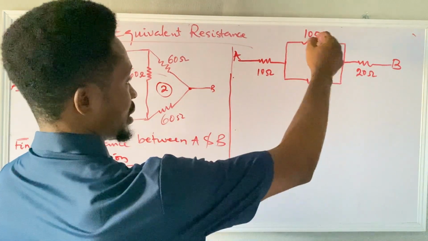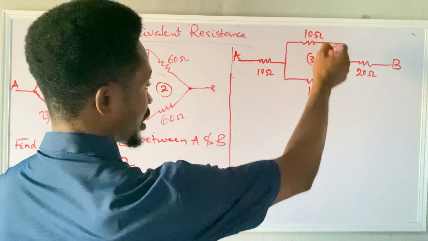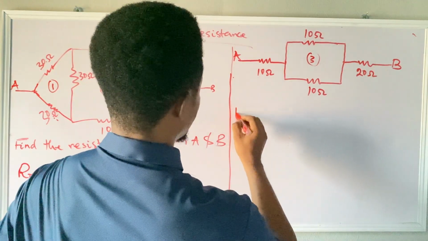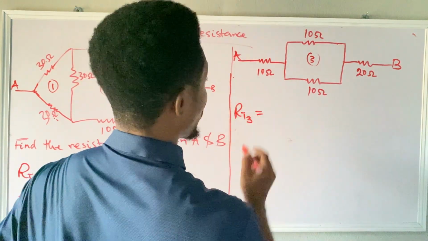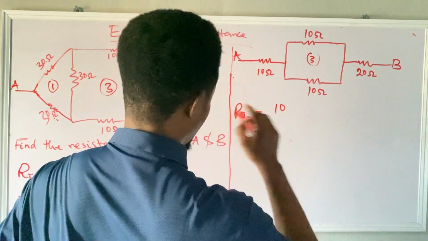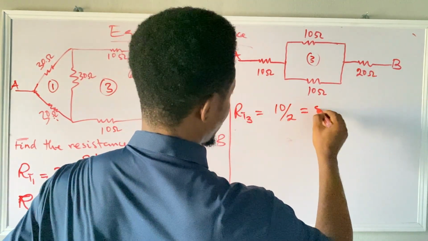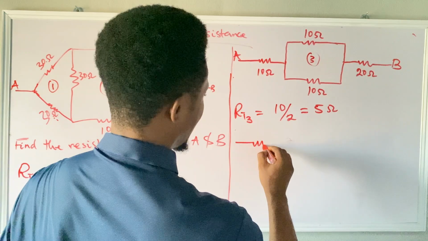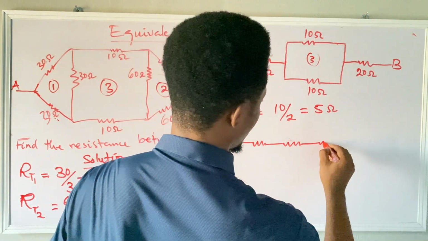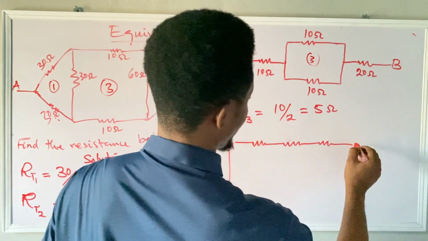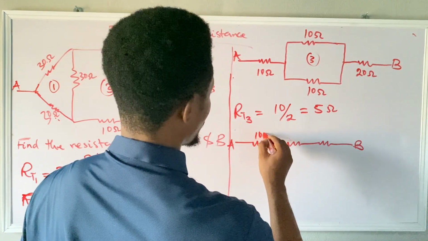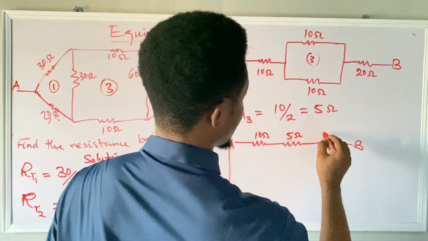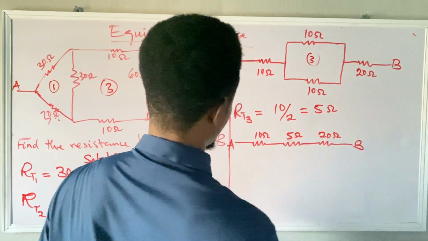If we take loop 3, the two 10 ohms resistors are connected in parallel. So we can see that RT3 equals 10 divided by 2, which equals 5 ohms. So our circuit now becomes something like this. Point A, point B, this is 10 ohms, this is 5 ohms, and this is 20 ohms.